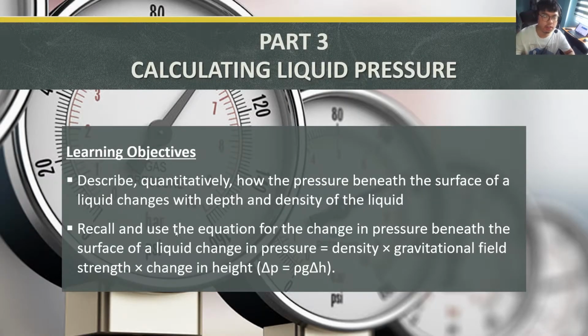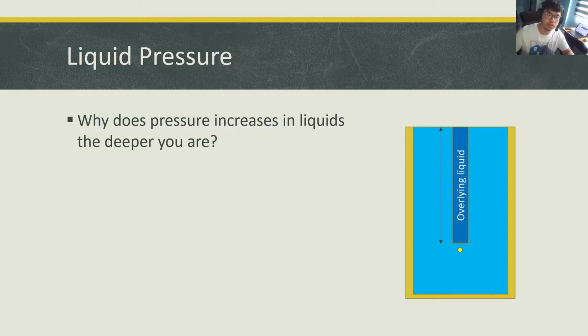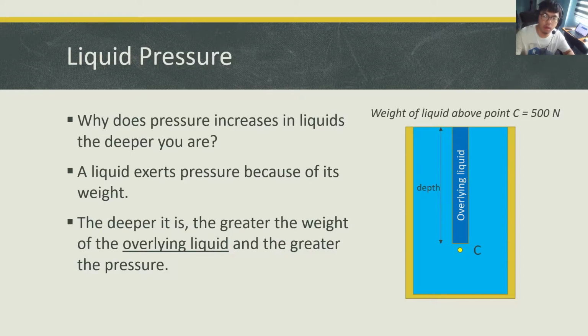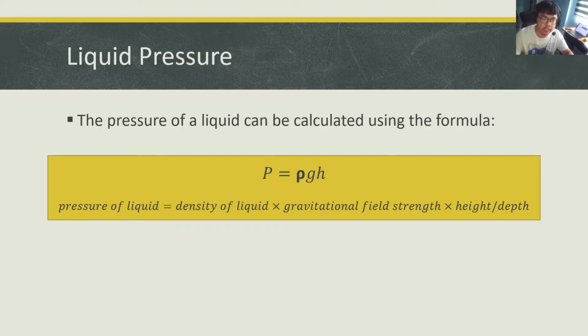We're gonna move on to part 3 of our video lesson now. Previously, we looked at where liquid pressure comes from, and liquid pressure comes from the weight of the overlying liquid on top of a certain point inside that liquid. So the deeper you go, the more liquid that's on top of you, the more pressure you will feel exerted on you. Now, liquid pressure can be calculated using this formula here.